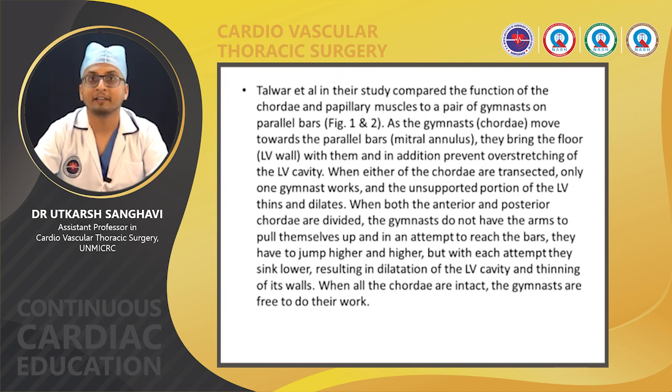When either of the chordae are transected, as shown in the lower figure number 2a, only one gymnast will work to bring the unsupported LV cavity towards the mitral valve annulus, and it will have to work more. But when both the anterior and posterior chordae are divided, the gymnasts don't have any arms to pull themselves up, and in an attempt to reach the bars, they have to jump higher and higher and higher. But with each attempt, they sink lower and lower, resulting in dilatation of the LV cavity and thinning of its walls. When all the chordae are intact, the gymnasts are free to do their work.